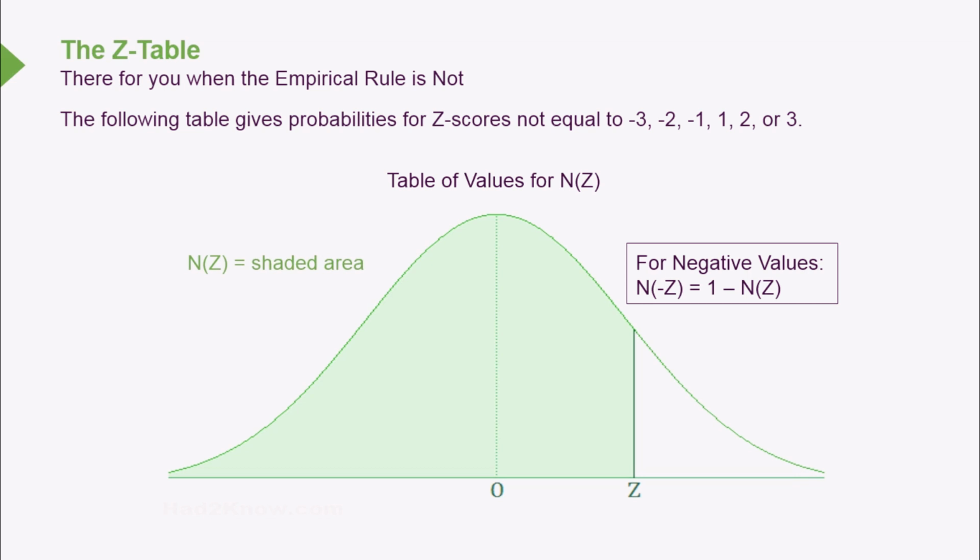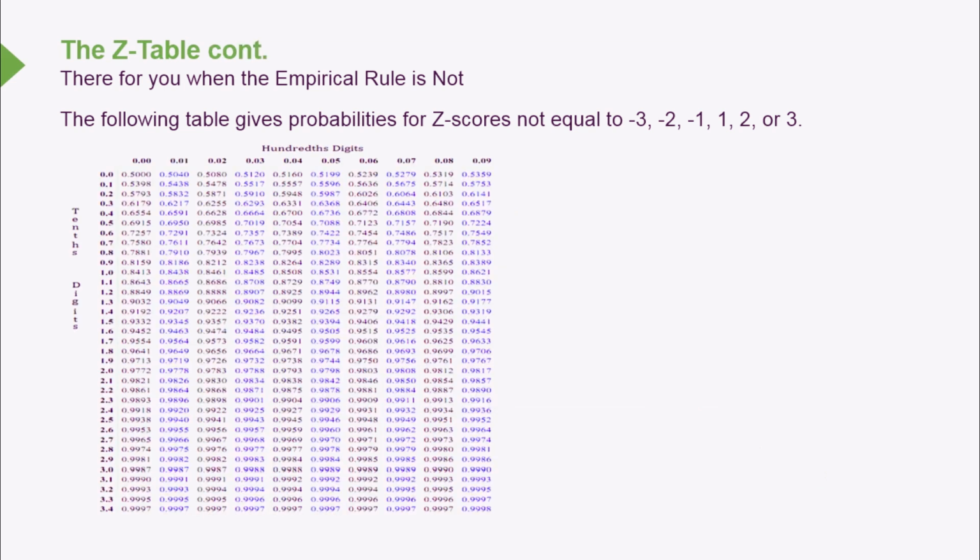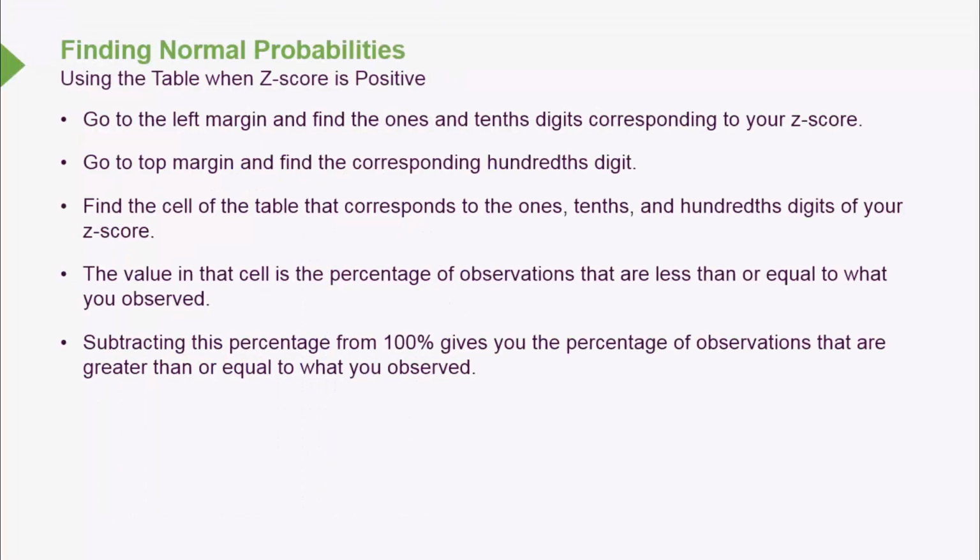So what does that table give you? Well, in the body of the table are percentages. And in the margins of the table you can find a z-score. And so once you find the z-score and match it up with the percentage in the body of the table, then what that percentage represents is the percentage of values that are going to be less than or equal to that particular z-score. So here's a picture of the table, and we'll revisit this in a few minutes.